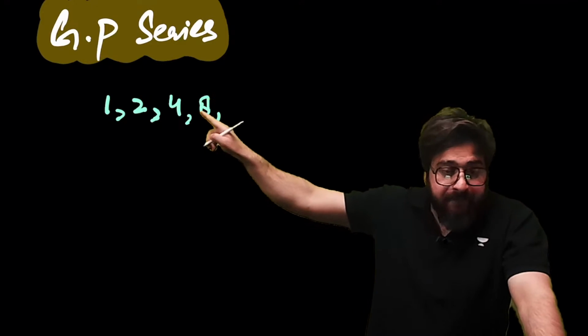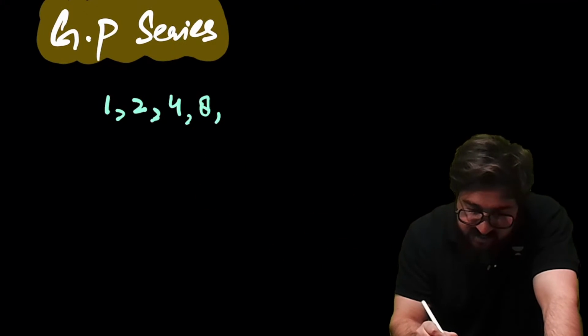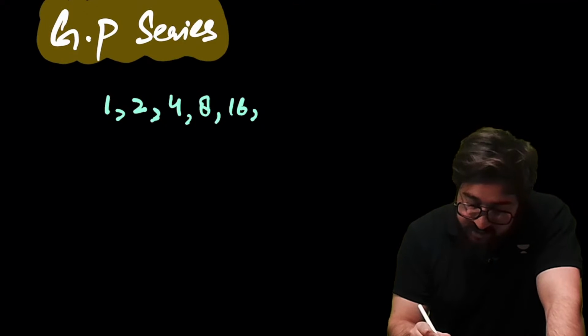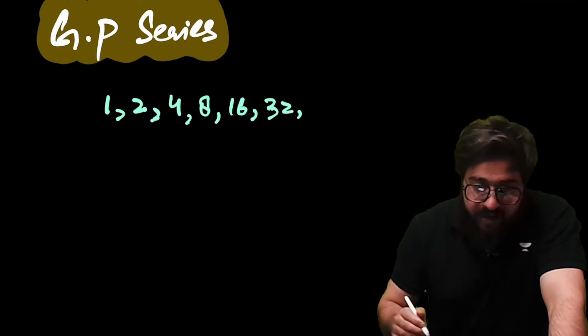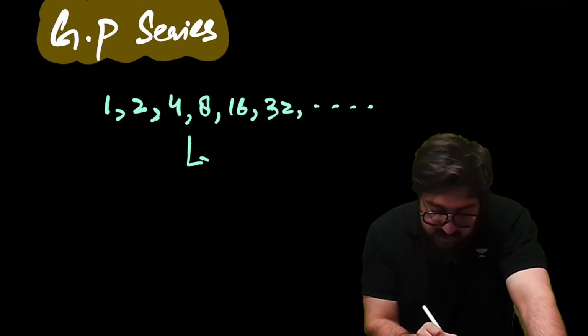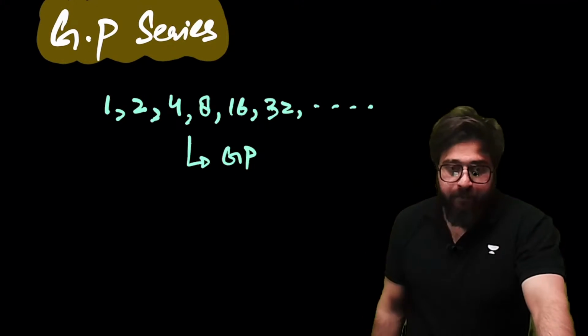Once again, you multiply this with the same number, and it would be 16. Once again, 16 into 2 is 32. And it goes on and on. This is what we call GP, geometric progression.